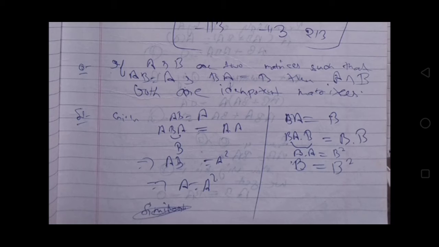Now using the another given thing, we get BA is equal to B. Now pre-multiplying both sides by B, we will get B into AB is equal to B into B. Now again using the given thing, AB is equal to A, we will get B into A is equal to B square. Now again using the given thing, BA is equal to B, we will get B is equal to B square.